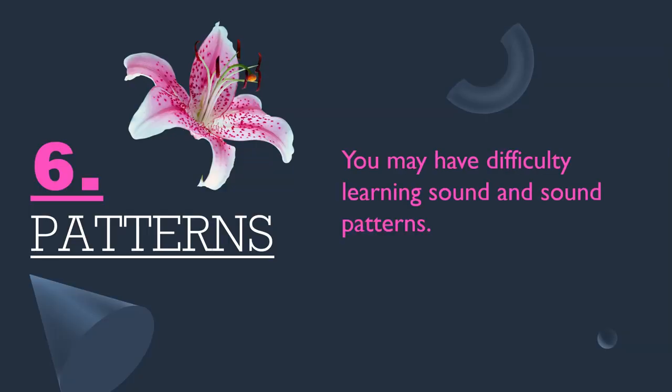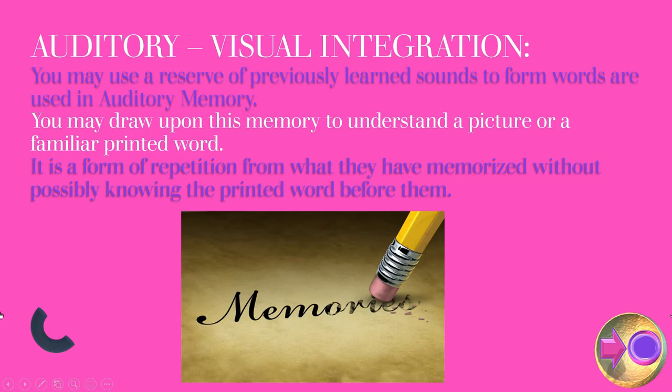Number 6, patterns. You may have difficulty learning sound and sound patterns. Auditory visual integration: you may use a reserve of previously learned sounds to form words that are used in auditory memory. You may draw upon this memory to understand a picture or a familiar printed word. It is a form of repetition from what they have memorized, without possibly knowing the printed word before them.